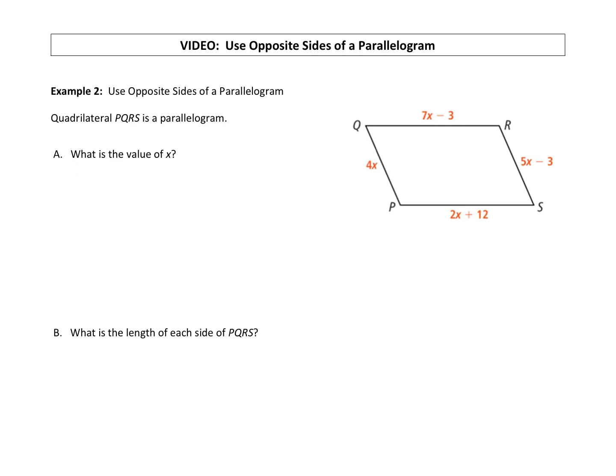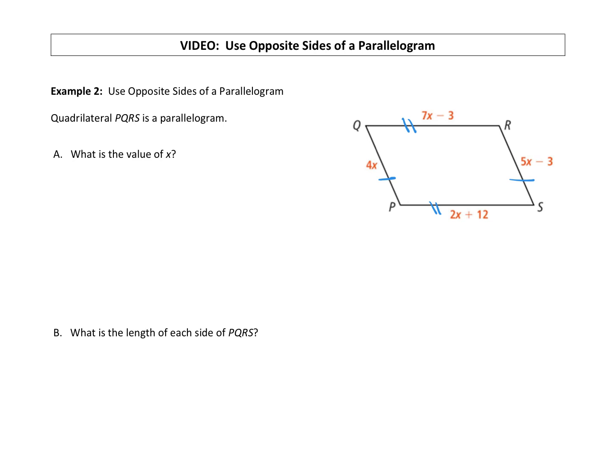Well, if we go to the picture, let's mark what we know. We know opposite sides are parallel, but it's the congruent piece that's going to help us out here. We know opposite sides are congruent. So QP will be congruent to RS, and then QR will be congruent to PS. Find the value of x.